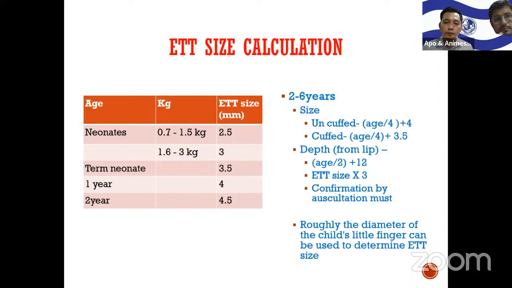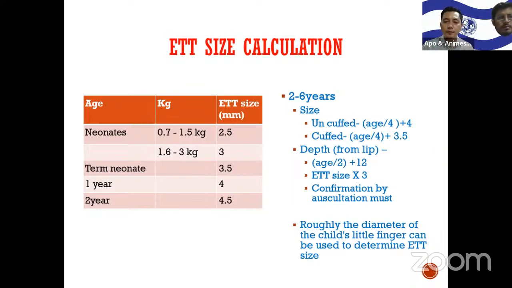From 2 years to 6 years, for ET tube size calculation, we can use this formula. For uncuffed, we can use the formula age of the baby divided by 4 plus 4, and for cuffed tube, we can use the formula age divided by 4 plus 3.5.